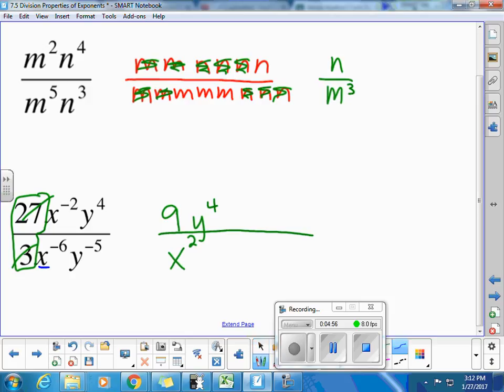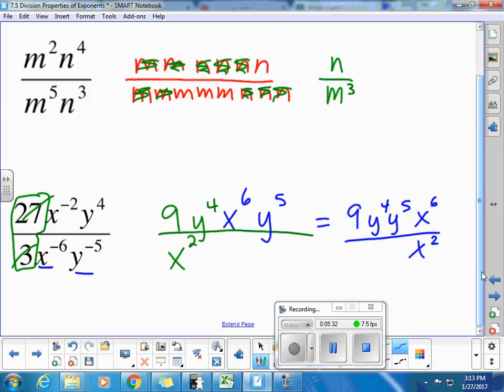And then I'm going to look at this. So x to the negative 6th, which is in the denominator, we have to move it. So it has to go upstairs to the numerator. I lose my negative sign, so it's x to the 6th. And y to the negative 5th is in the denominator, so it moves to the top as y to the 5th. Now I think we have everything moved. Let's see if we can simplify things. That 9 is still going to be just a 9. I'm going to put my y's together, so I have y to the 4th times y to the 5th, x to the 6th in the numerator, and x to the 2nd in the denominator.